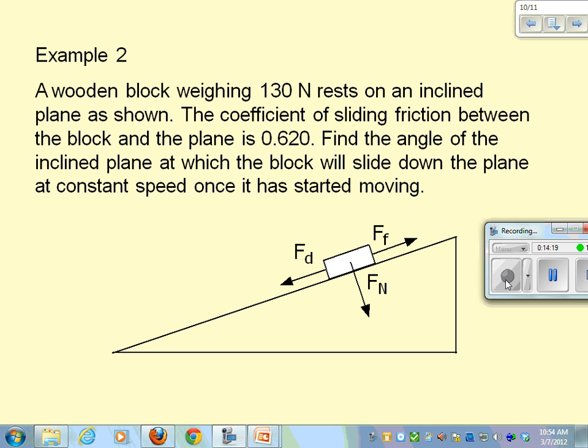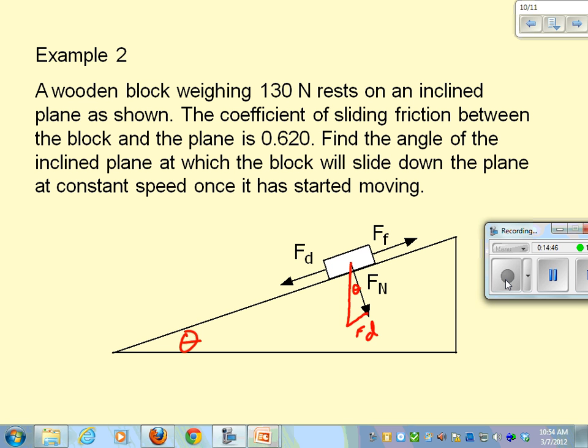So we've got a wooden block. It weighs 130 newtons. It rests on an inclined plane like this. The coefficient of sliding friction is 0.62. Find the angle of the inclined plane at which the block will slide down the plane at a constant speed once it has started moving. So what we're solving for is the theta, right? Keeping in mind that this theta is equal to this theta, and this is also FD right there, right?